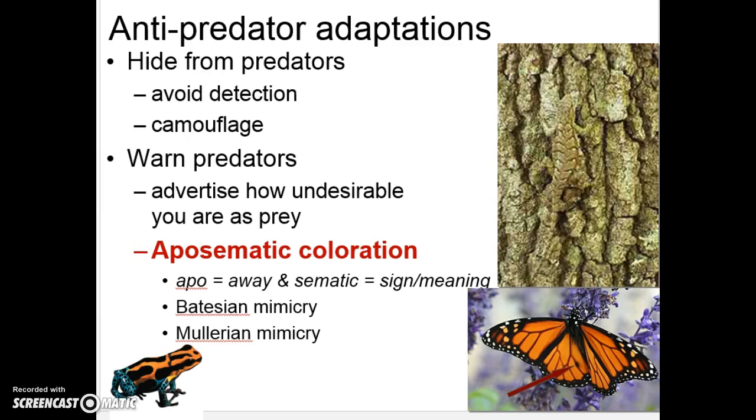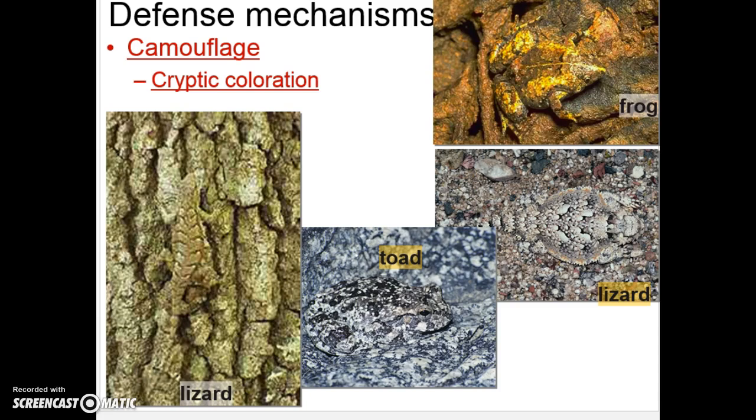And under aposematic coloration, we have the two types. We have Batesian mimicry and Müllerian mimicry. So first of all, these are some more examples of cryptic coloration, a defense mechanism that we think of as camouflage. And these are all well camouflaged species.